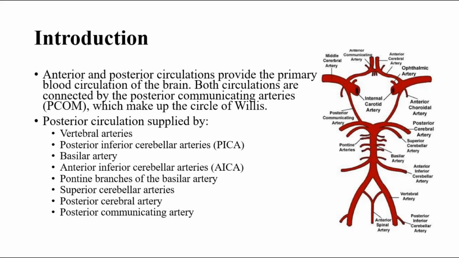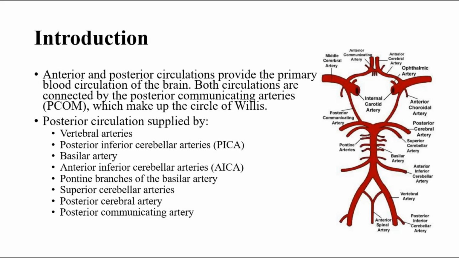This video is on posterior cerebral artery stroke. For introduction of the blood supply in the brain, anterior and posterior circulations provide the primary blood circulation of the brain. Both circulations are connected by the posterior communicating arteries, which make up the circle of Willis.